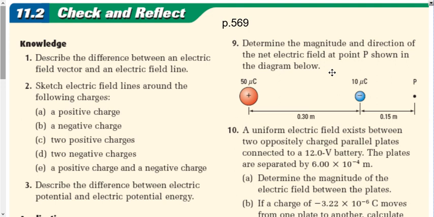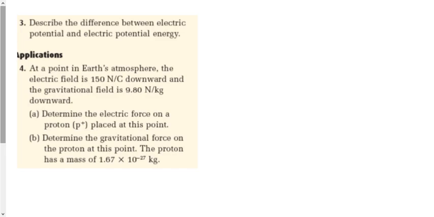We have 13 questions to do for today on page 569. We're going to go over several of those today, including 3, 4, 8, 9, 10, 12, and 13. Starting with number 3. It says, describe the difference between the electric potential and electric potential energy.